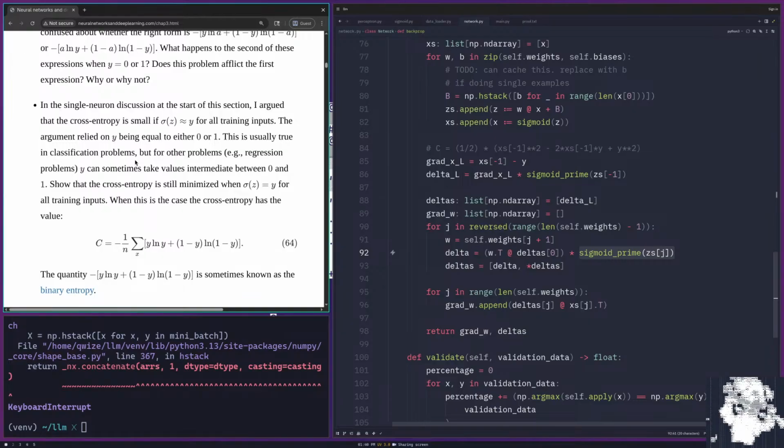This is usually true in classification problems, but for other problems, e.g. regression problems, y can sometimes take values intermediate between 0 and 1. Show that the cross entropy is still minimized when sigmoid of z equals y for all training inputs. When this is the case, the cross entropy has the value... Yeah, so they just replaced a with y in the cross entropy formula.